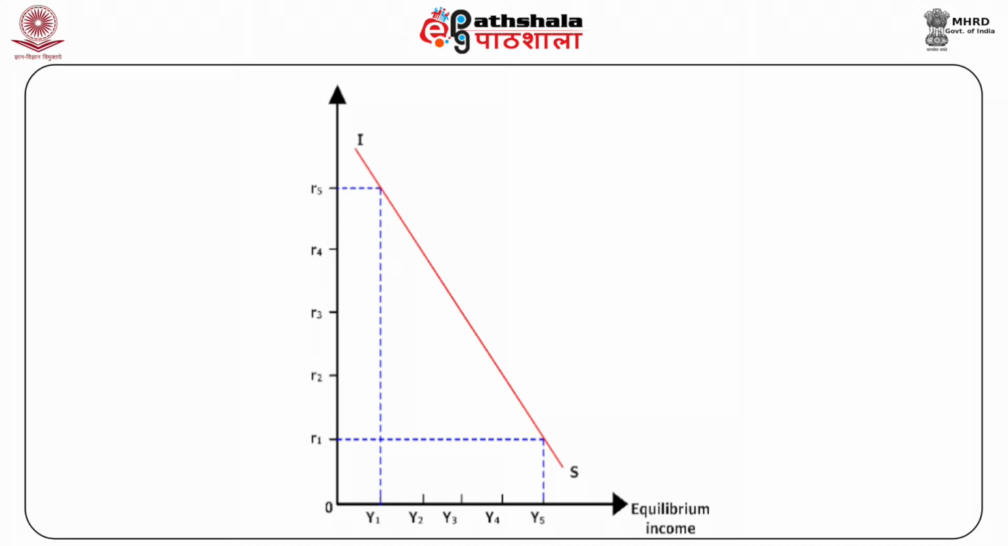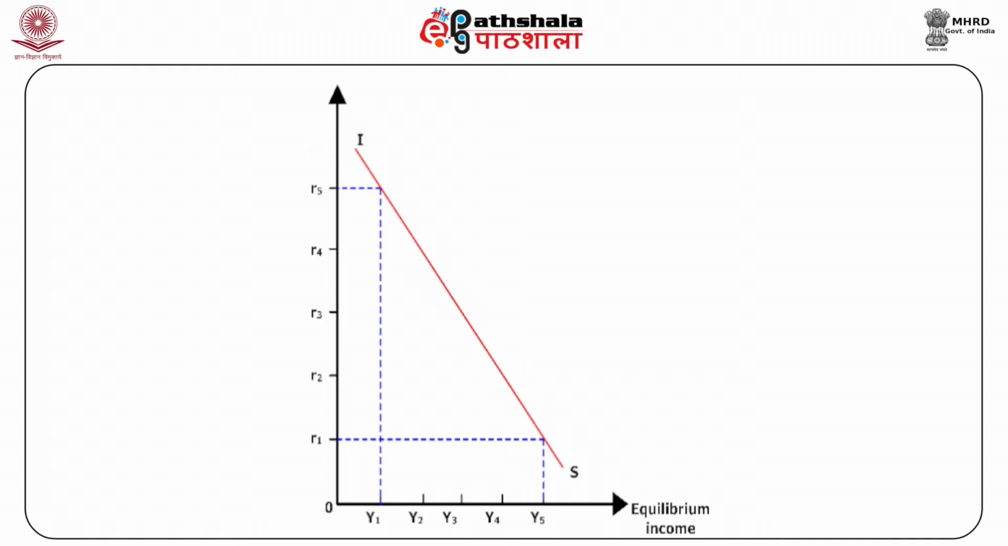S1 Y1. At S1 Y1, what we would notice is that in the capital market at a low rate of interest like R1, the volume of investment would be I5. I5 is a high volume of investment.